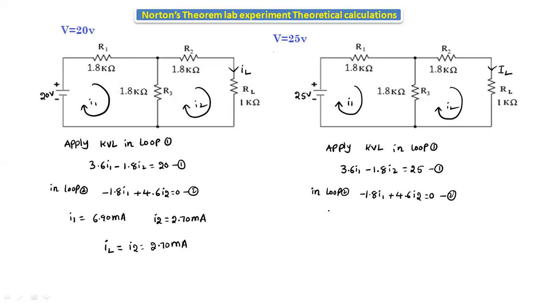From equation number 1 and 2, we will get I1 is equal to 8.63 milliamps and I2 is equal to 3.37 milliamps. Here the current passing through this branch is I2. So from this, load current IL is equal to I2 only, that is 3.37 milliamps. Like this we will calculate. This is the procedure to find IL for the 15 volts, 20 volts and 25 volts.